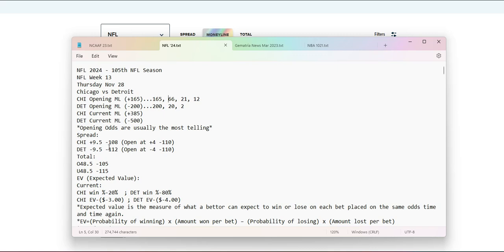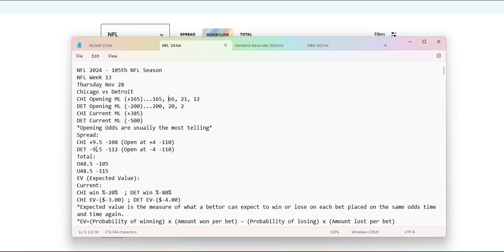Chicago is 9.5 point underdogs at minus 108 cost. Currently, it opened at plus 4, minus 4. Plus 4 Chicago, minus 4 Detroit at even minus 110 cost. Chicago's cost on the spread is minus 108 as a 9.5 point underdog. Lions at 9.5 point favorite at a 112 cost.